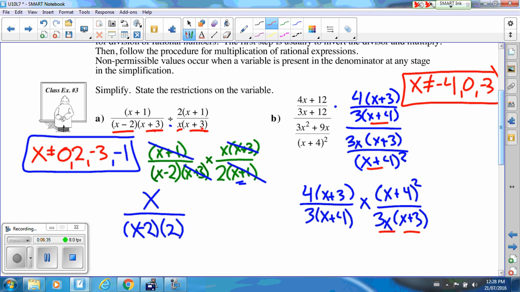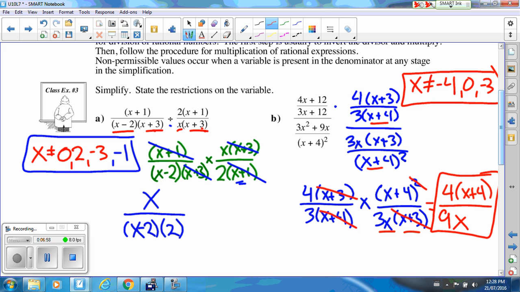And now I can simplify. Now that my non-permissibles are done, I can start looking for common factors. X plus 3, boom. X plus 4, and one of those x plus 4s. So my final answer is 4 times (x + 4) over 9x. And that there is my final answer.